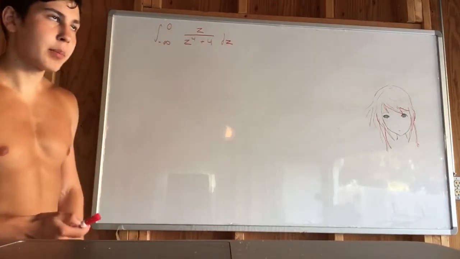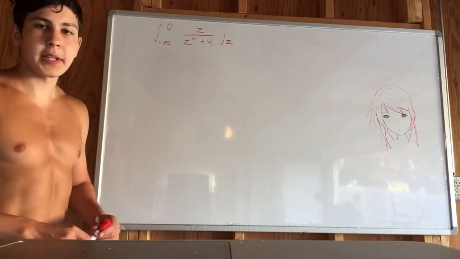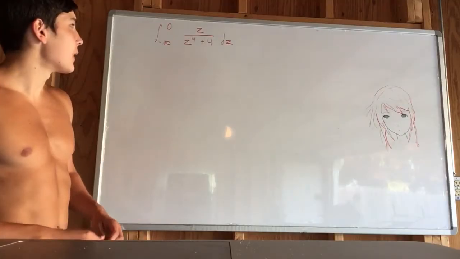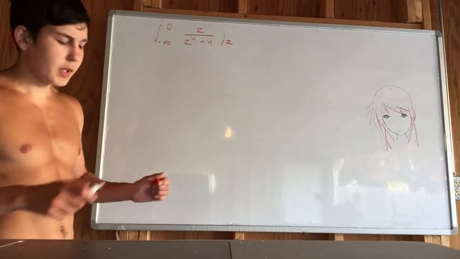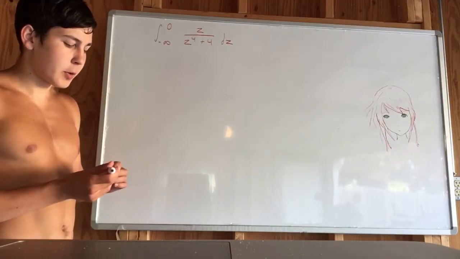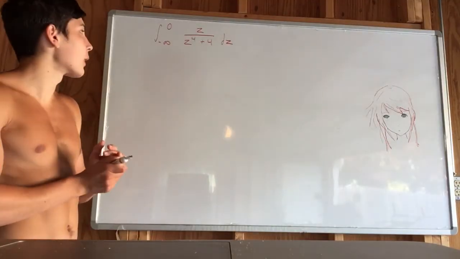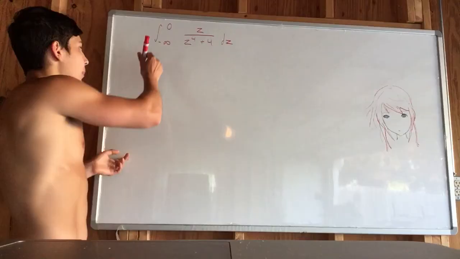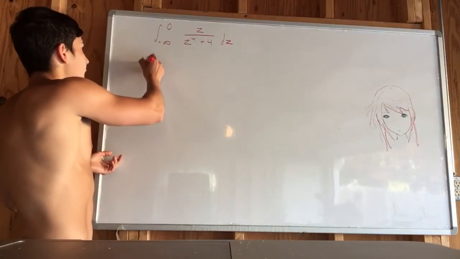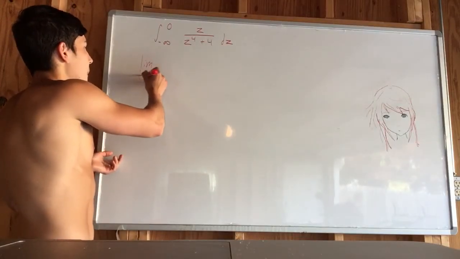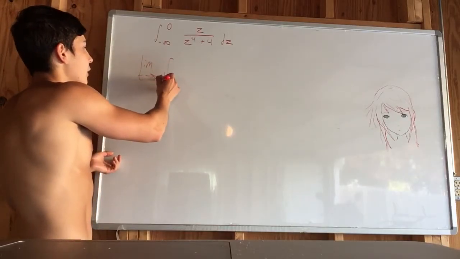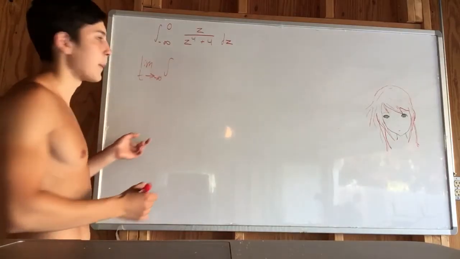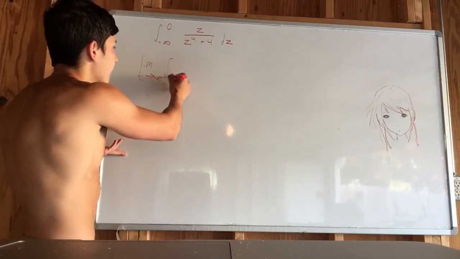Okay, we're solving an improper integral. This one goes from negative infinity to 0. It's z over z to the 4 plus 4. With this one, of course, like with any improper integral, we have to replace the limit with some variable and then let the limit approach the infinity, whether that's positive or negative.